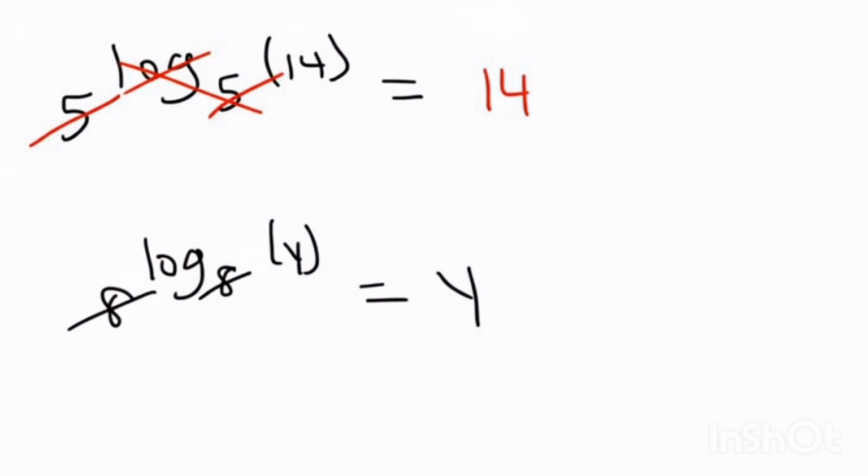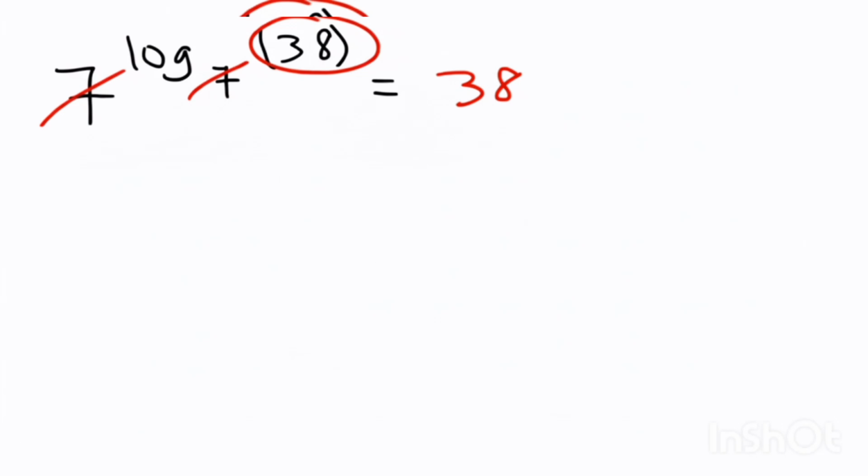This is a special type of logarithm that we use. So let's move on to the last example for this particular episode of logarithm. This is going to be the last example for this episode, and as you can see, we have 7 power of log 38 base 7, and the answer is 38.